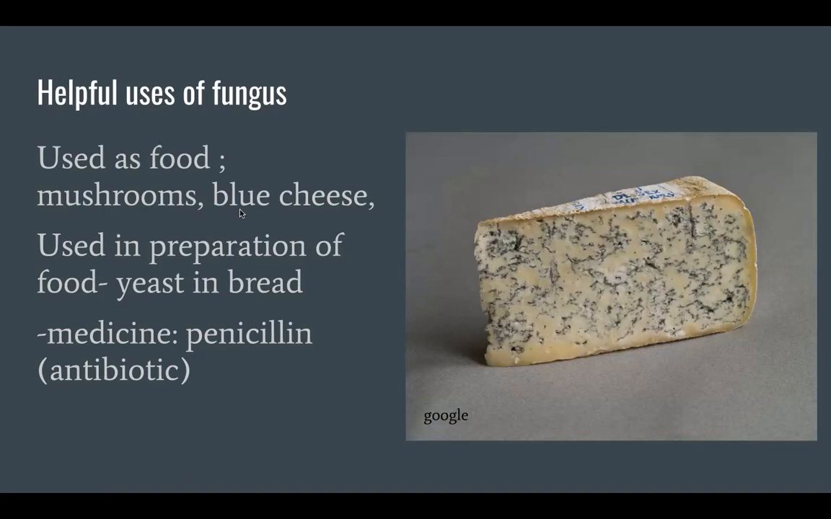Helpful uses of fungus, like the everyday uses, is mushrooms, like just regular mushrooms that you eat. And you could also find it in blue cheese. Fungus is also used in the preparation of food, like in yeast. Yeast makes bread rise. So even if you don't like mushrooms on the pizza, pizza bread still has fungus, which is the yeast that makes the bread rise.